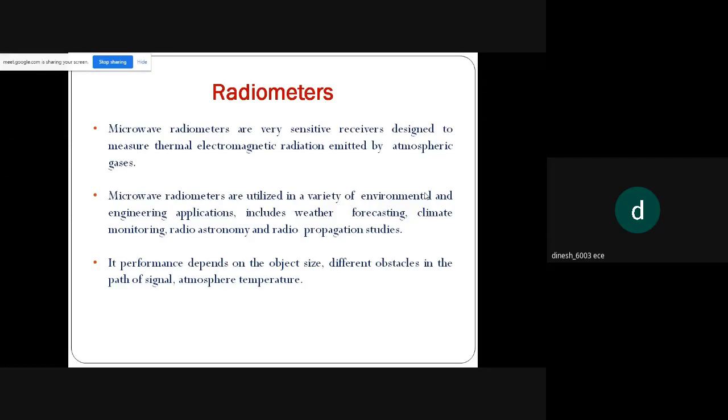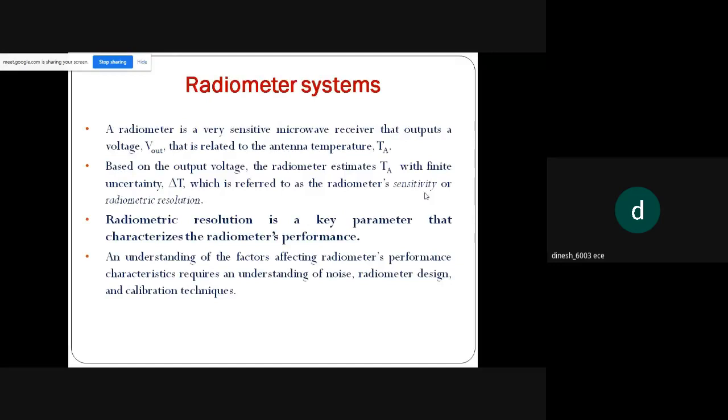The performance depends on the object size, different obstacles in the path of the signal, and the atmospheric temperature. The radiometer is a very sensitive microwave receiver that outputs a voltage which is related to the antenna temperature. Based on the output voltage, the radiometer estimates with a finite uncertainty, which is referred to as radiometer sensitivity or radiometric resolution. This radiometric resolution is a key parameter that characterizes the radiometer's performance.